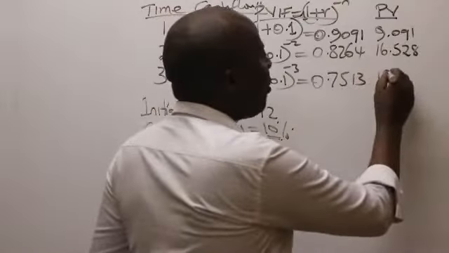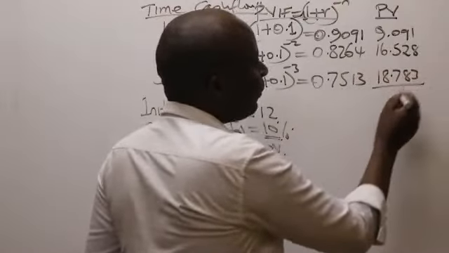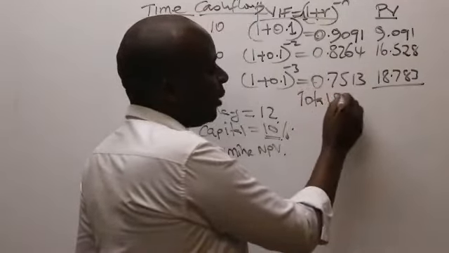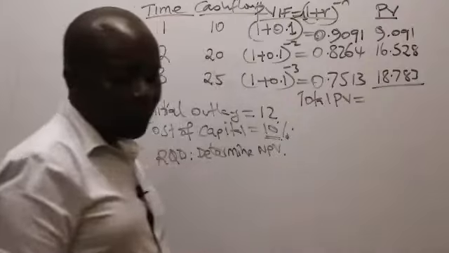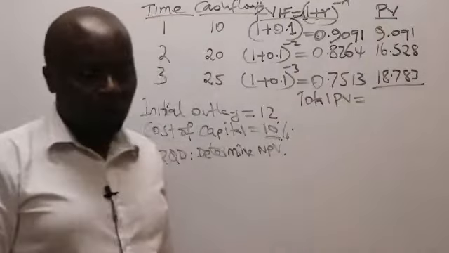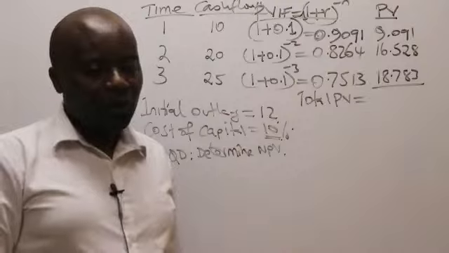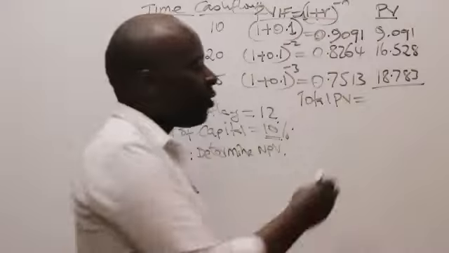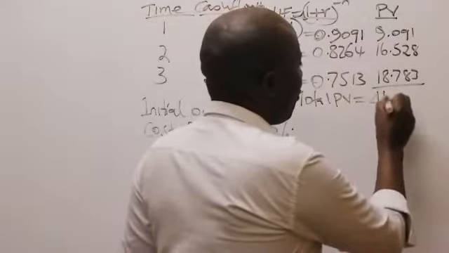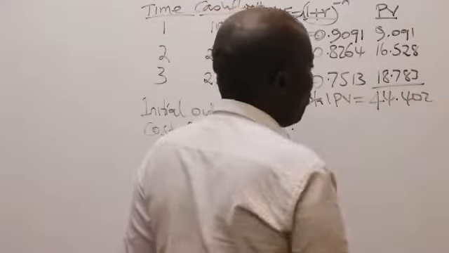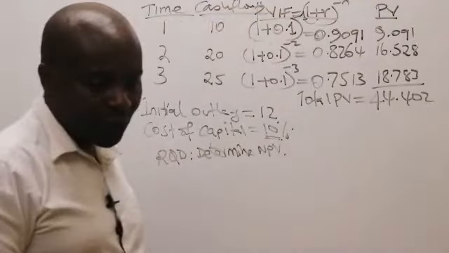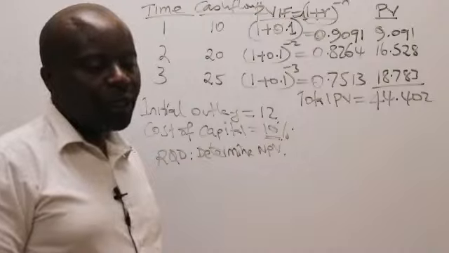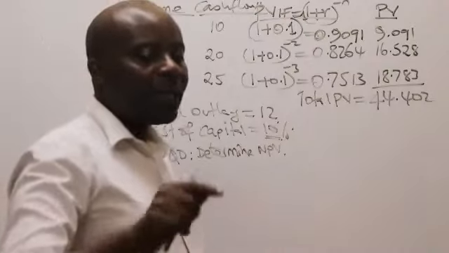So please add and give me the total present value. When you add all of them, it comes to 44.402. Out of which we now want to make it net.